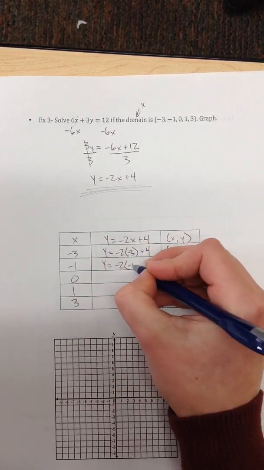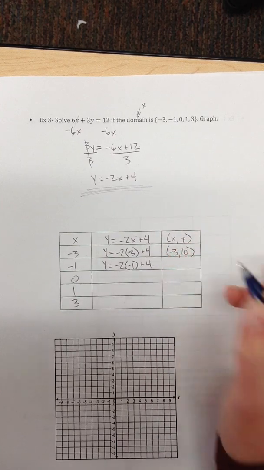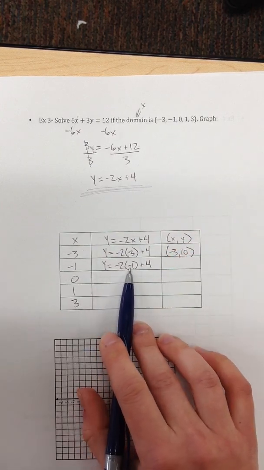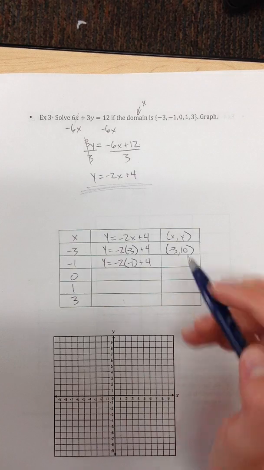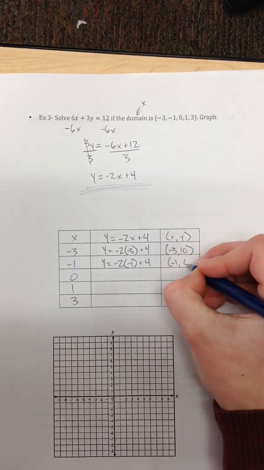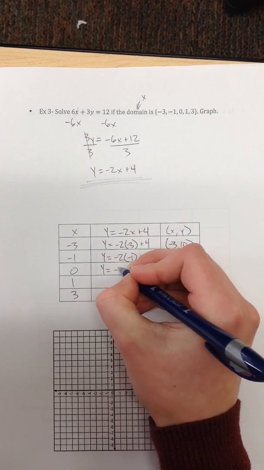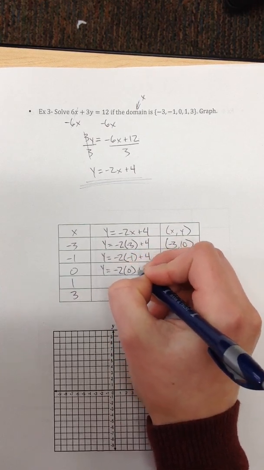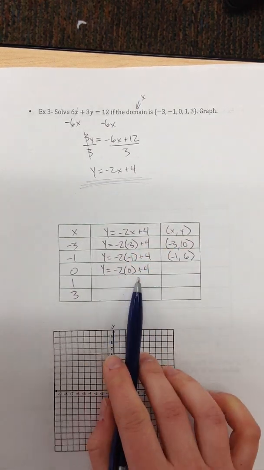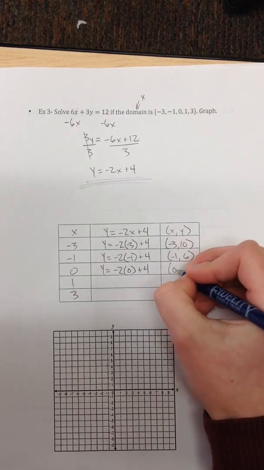Next one there, I plug in negative 1, so y is equal to negative 2, my x value is negative 1, plus 4. So negative 2 times negative 1 is positive 2, plus 4 is 6. So negative 1, 6. Plug in 0 here, which is my favorite one. So negative 2 times 0 plus 4. So that would be 0 plus 4 is 4. So 0, 4.